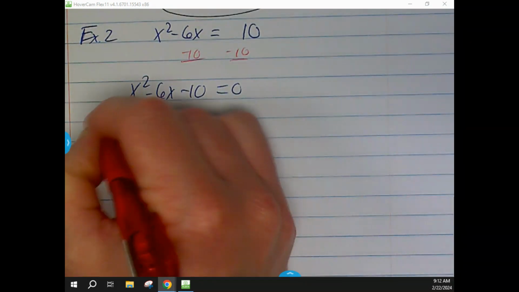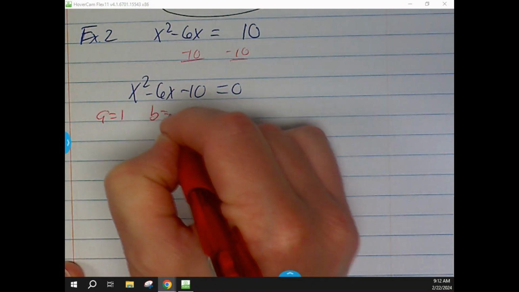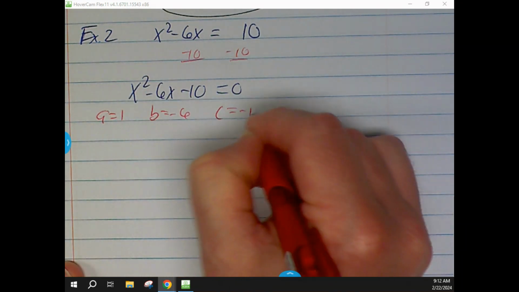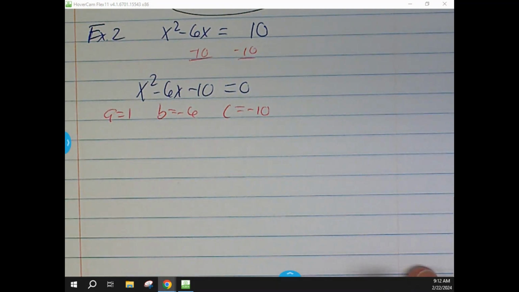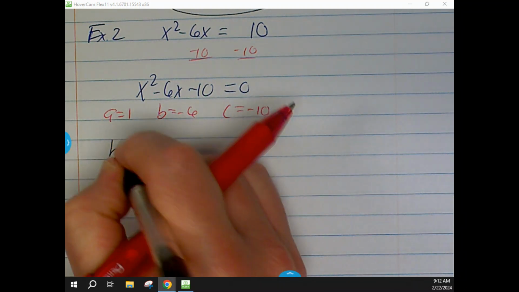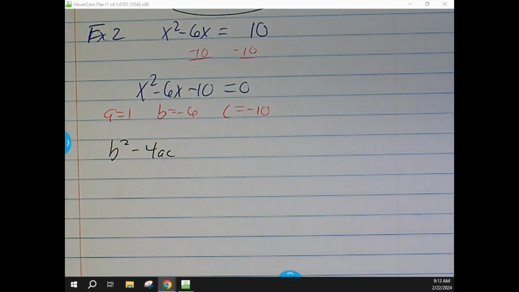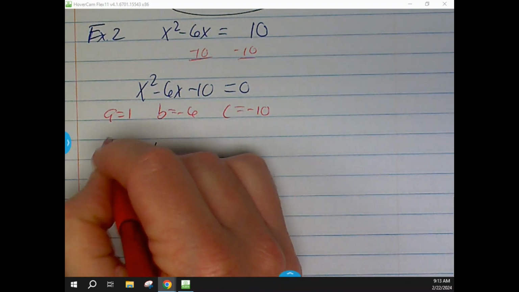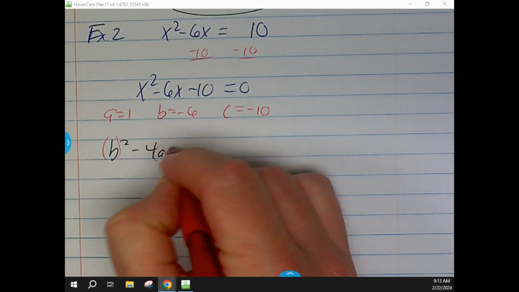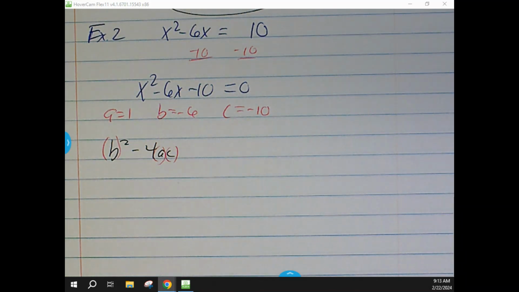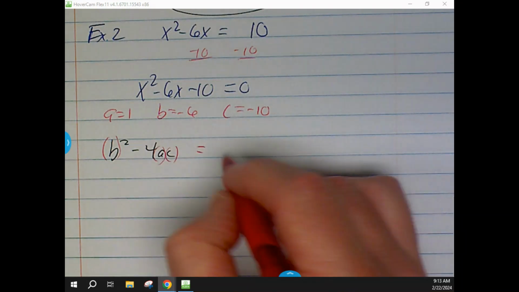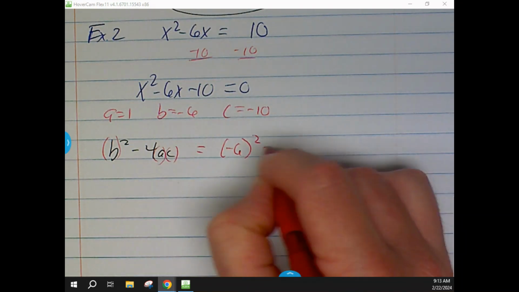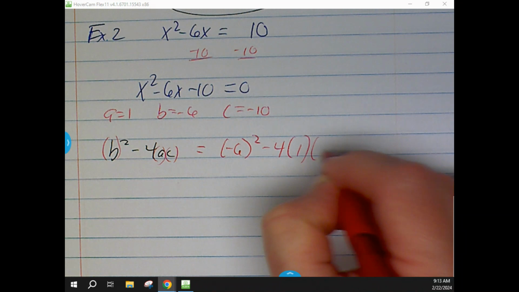So we're going to use our A value of 1, our B value of negative 6, and our C value of negative 10 to figure out the solutions. The first check is to use our discriminant. Just to be on the safe side, when you plug this into the calculator, put all those numbers in parentheses. So that's, and I'll get it correct this time, negative 6 squared minus 4 times A times C.